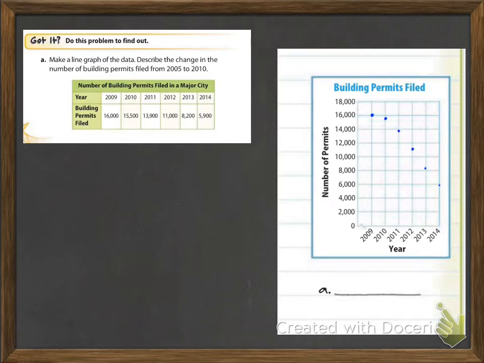So here you can see I went ahead and plotted my points. And then I'm going to go ahead and connect my lines. So this is what your line graph should look like. Now remember, line graphs have to have a line in them. It doesn't have to be a straight line, but you do have to make sure you are connecting your dots.